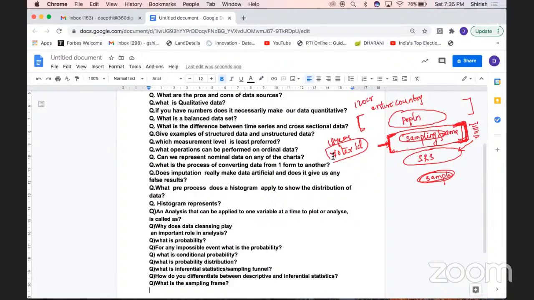You have to apply some sampling methods here, right? What methods will apply here? How many types of sampling methods are there? SRS, only SRS, Kiran?